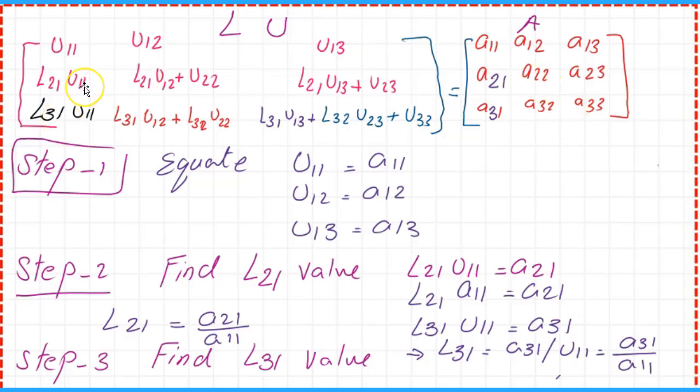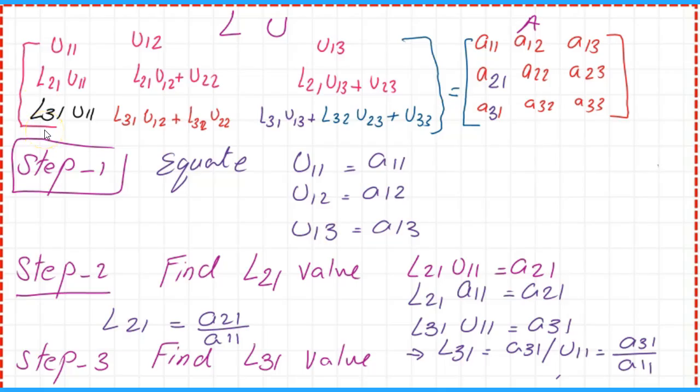Once we have obtained the values of U11, the next step is to get the value of L21. We have L21 multiplied by U11 equal to A21. We have obtained already that U11 is equal to A11, so we are going to divide A21 by A11 to get L21. So L21 is nothing but A21 over A11.